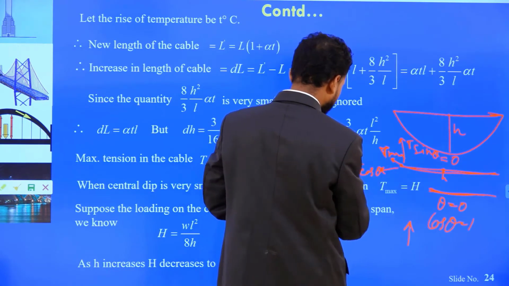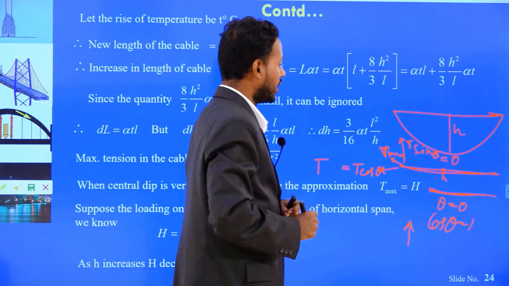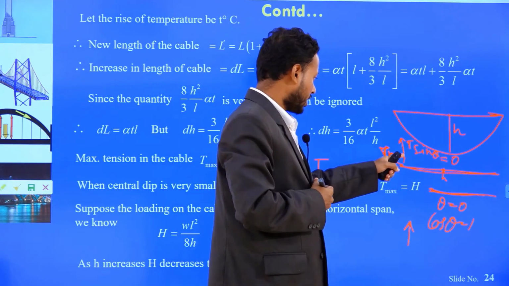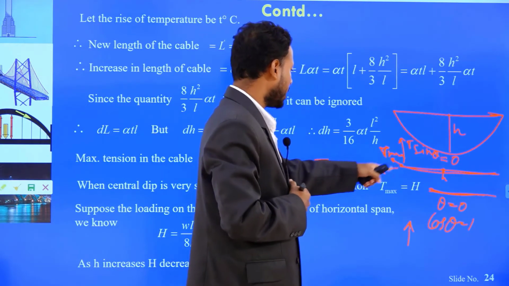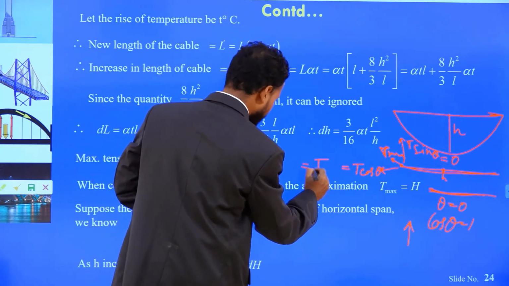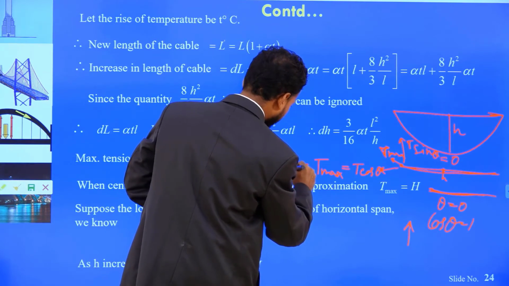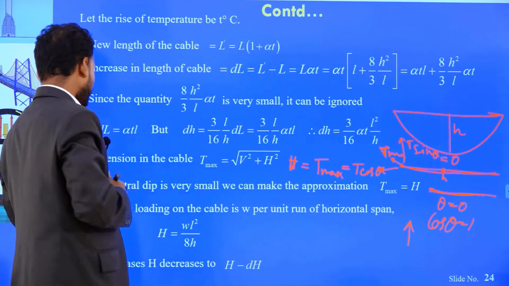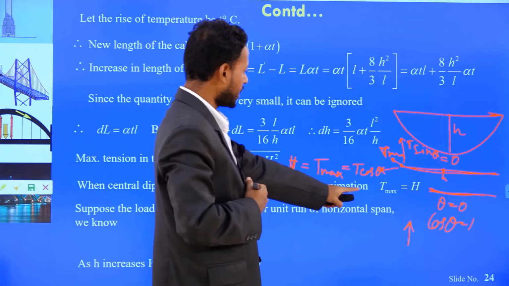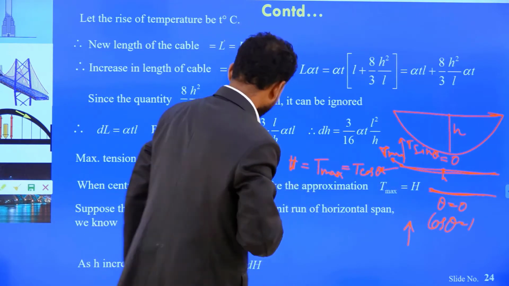So if the deep of the cable is very negligible, the vertical component will vanish and the horizontal component will be maximum. So that equals H, right? So when the deep is very small, we can make the approximation T max equals H, right?